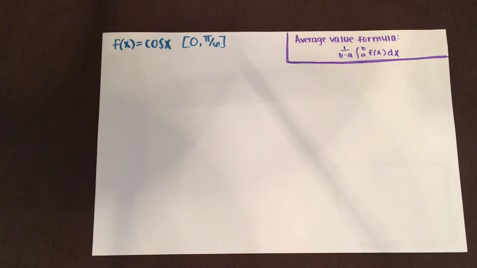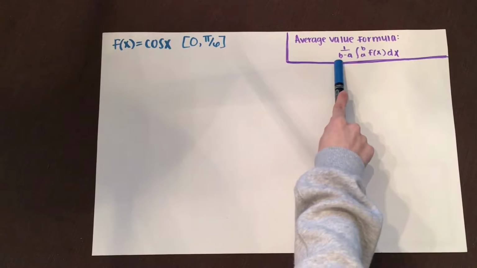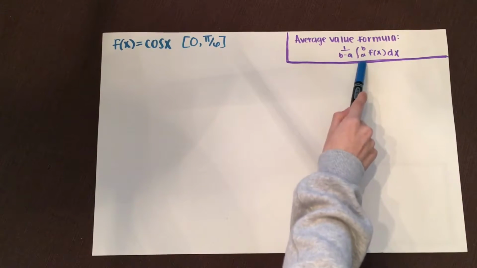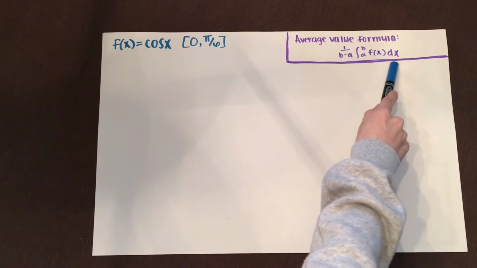Today we are going to be doing an average value problem using trig. So we're going to look at this equation that we have, f of x equals cosine x on the interval 0 to pi over 6. And now you look, we have our average value formula over on this side. So we have 1 over b minus a on the interval of a to b f of x dx.